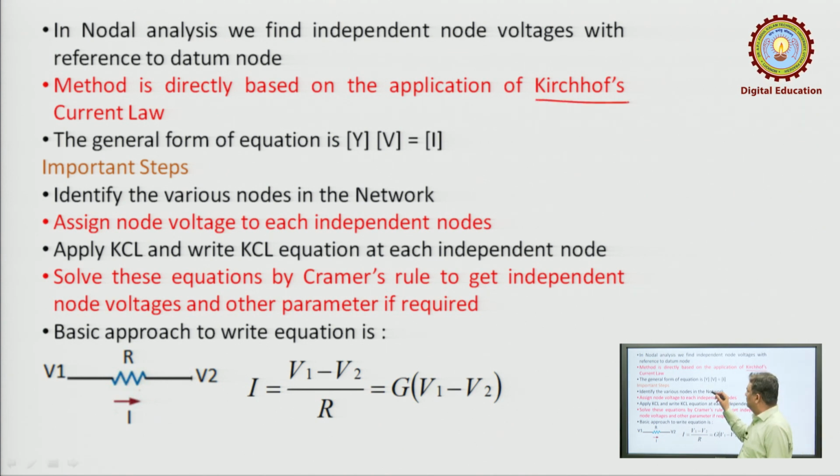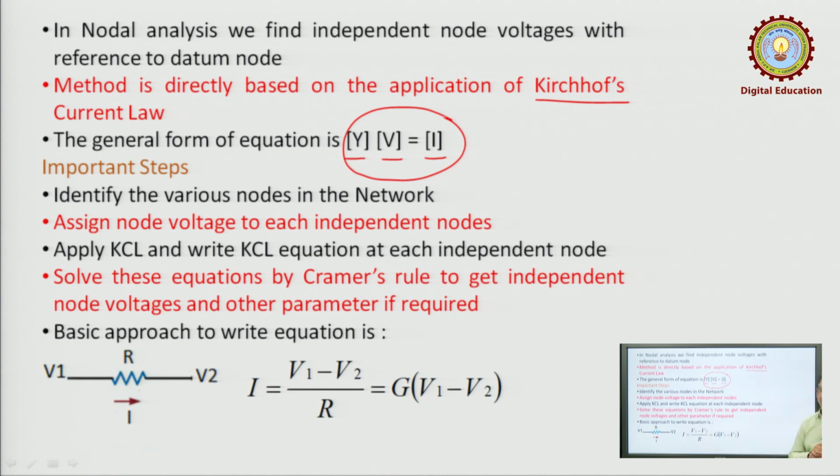The general form of the equation is admittance matrix into voltage matrix equal to current matrix. This will be the basic equation of nodal analysis. So, the method is based on Kirchhoff's current law, and the general form of the equation is admittance matrix into voltage matrix equal to current matrix.